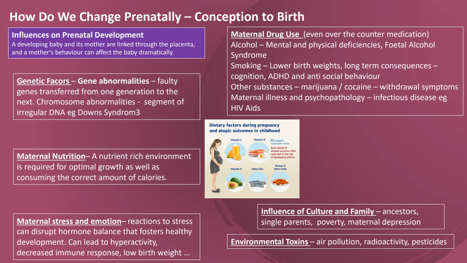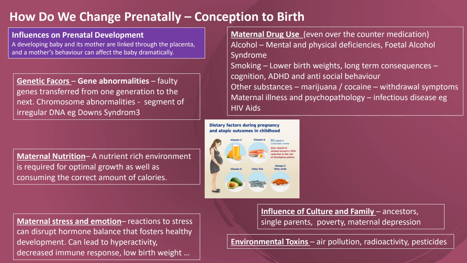Maternal nutrition is a very big impactor on prenatal development. So it's really important that a mother has the correct nutrients, the vitamins, things like folic acid, to promote optimal growth. But it's not just the nutrients, they've also got to have sufficient calories, because they have to feed themselves and they have to feed the child. So for optimal development of an unborn child, there has to be nutritional well-being in terms of nutrients, vitamins, and calories.